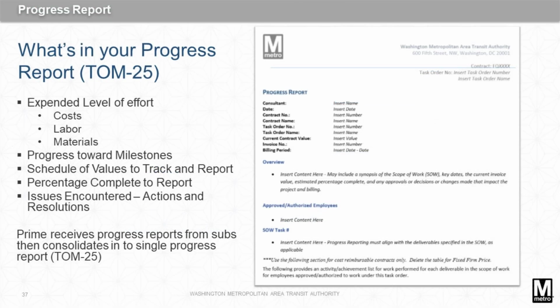The next part of the invoice package is the progress report. Use the TOM 25 template and fill out all the required information to demonstrate the progress made, activities performed, and other information relevant to the current billing period. This is a consolidated report for work performed and monthly achievements from primes and their subs.